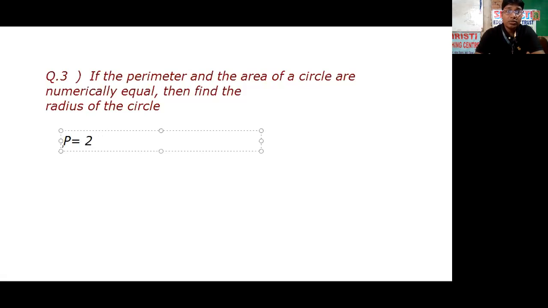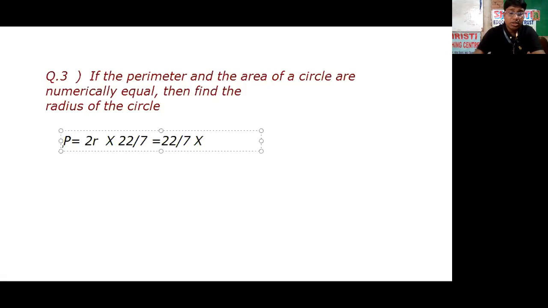2 pi r, that means 2r multiplied by 22 by 7, which is the value of pi. And the area of the circle are numerically equal. Area of a circle is pi r square, where the value of pi is 22 by 7. This is a single marks question, so you can directly put the values and proceed fast.